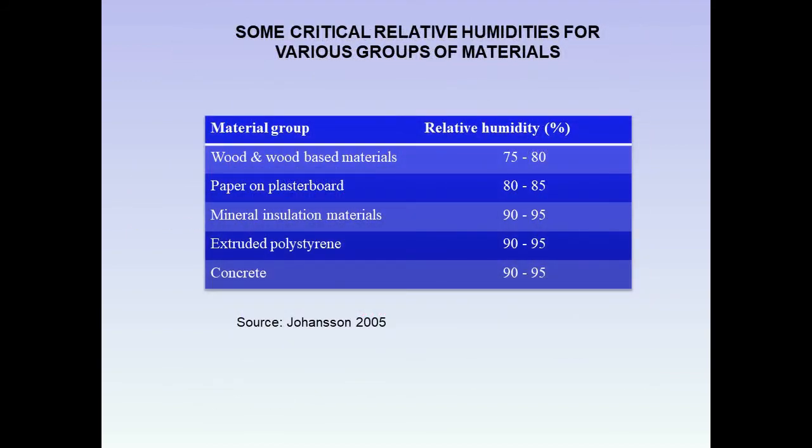And here's some examples. We've got wood and wood-based materials, 75 to 80%, so we can get the primary colonizers on these. Similarly on paper and plasterboard, secondary colonizers, mineral insulation materials, secondary and tertiary colonizers, extruded polystyrene, tertiary colonizers more or less, concrete, tertiary colonizers. It depends on the material.